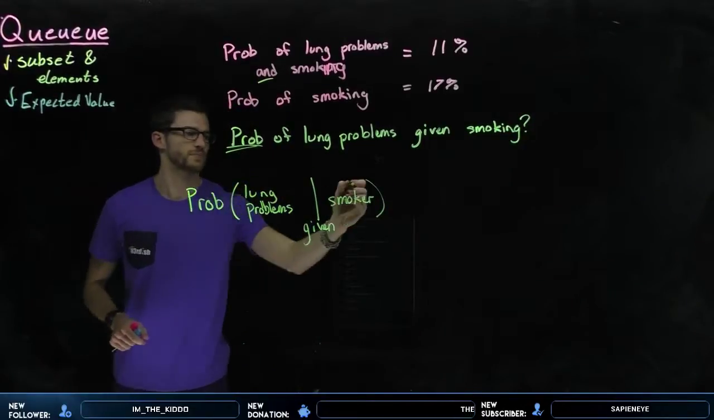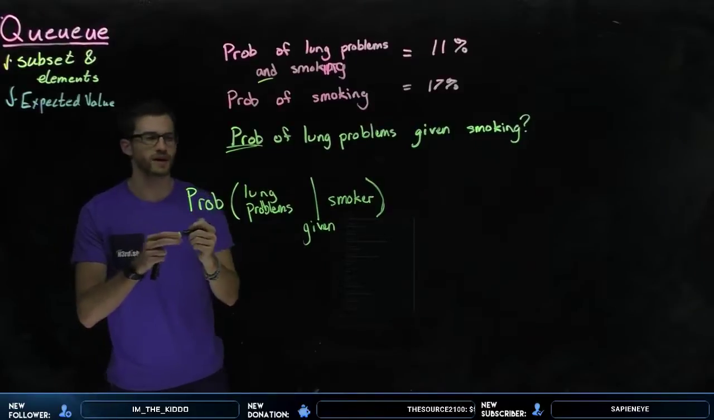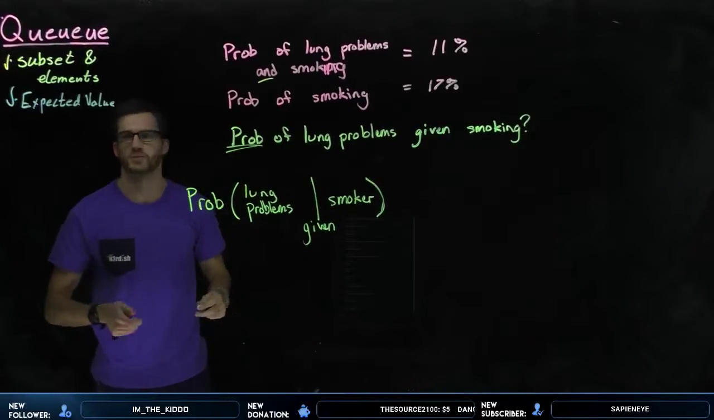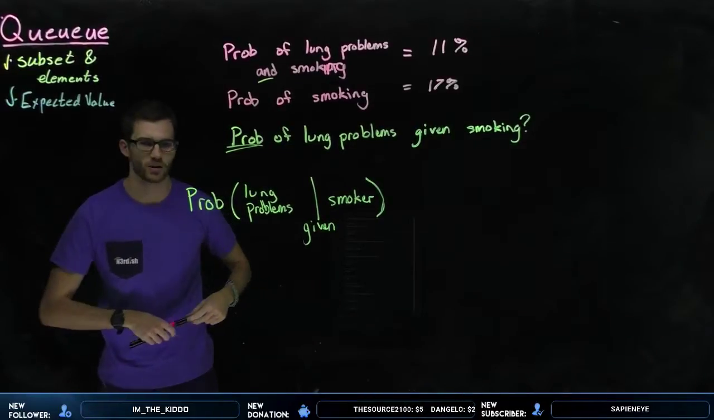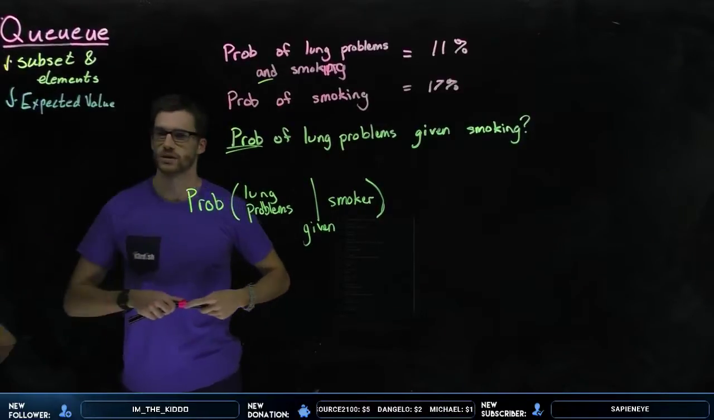Now, the way we have to do this, this is very hard. This is about as hard as Algebra 2 gets. This is about as hard as probability gets, or significantly harder.